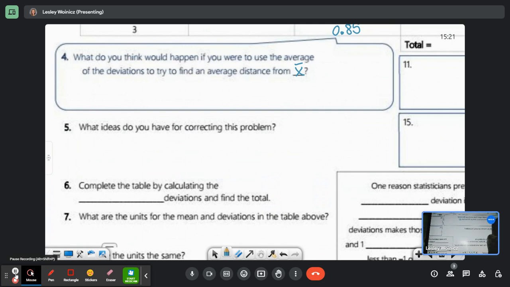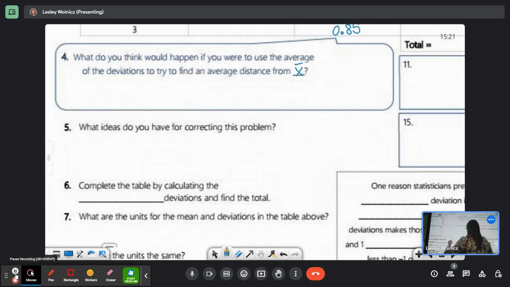Square it. If you square something, it's always positive, right? So if we're squaring something, that's going to get rid of those negative signs. What's a negative times a negative? Positive. It's law.